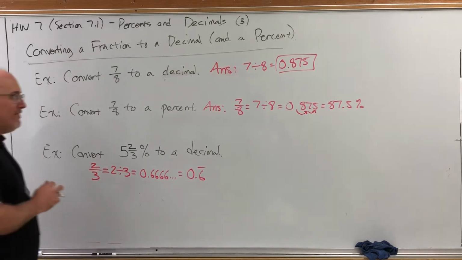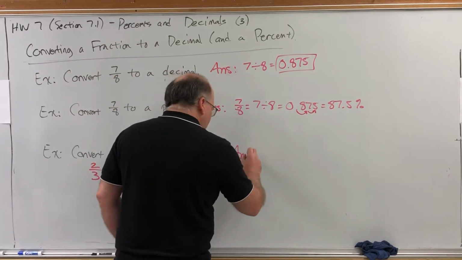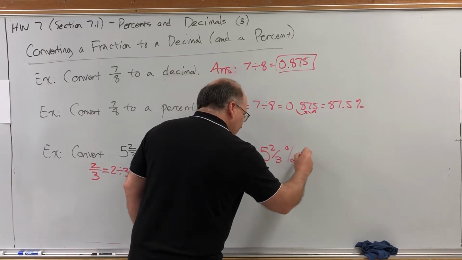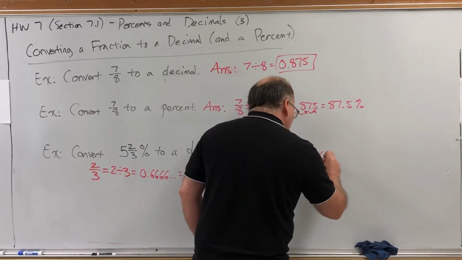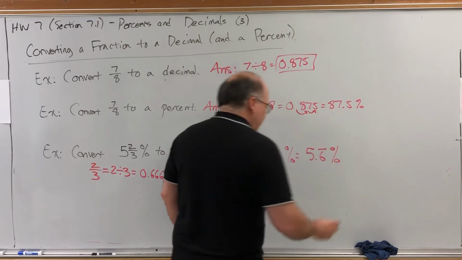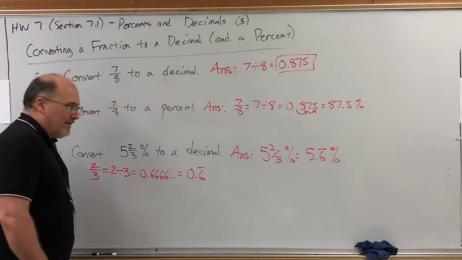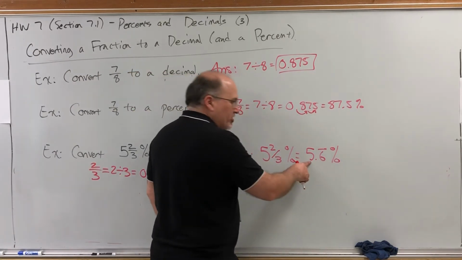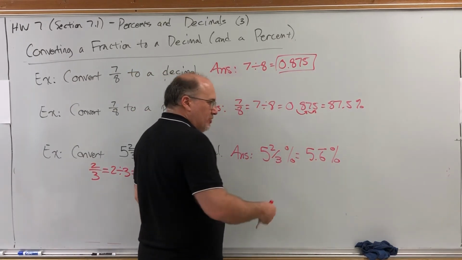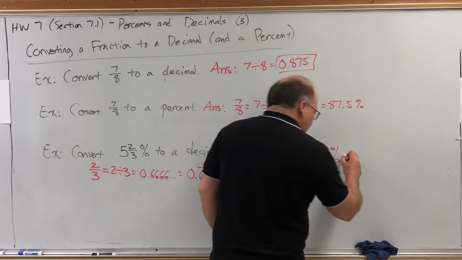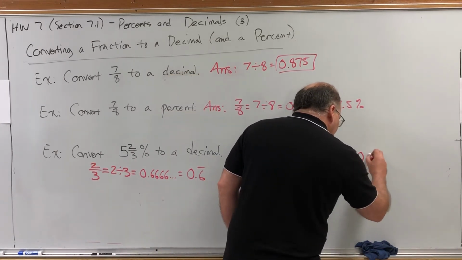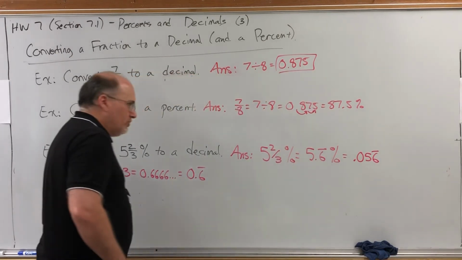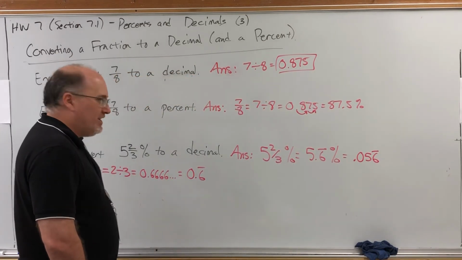That means that 5 2/3 percent is the same as 5.6 repeating percent. And now that I found the decimal, I can move it 2 places to the left. There's only 1 digit to the left of the decimal, so I have to insert a 0 to the left of the 5. 0.05, the 6 is still repeating. And there's 5 2/3 percent as a decimal.